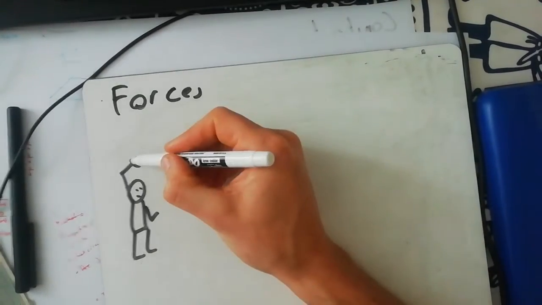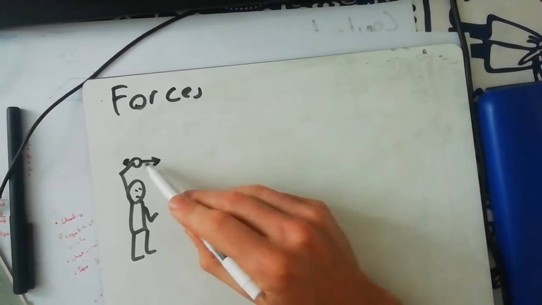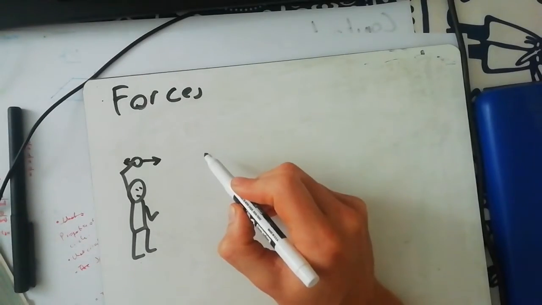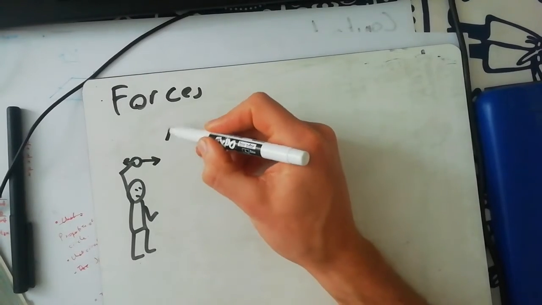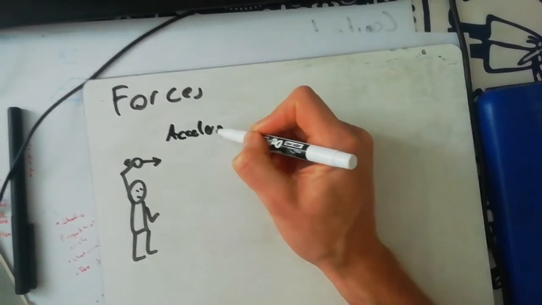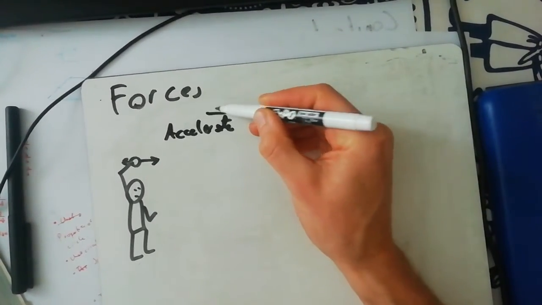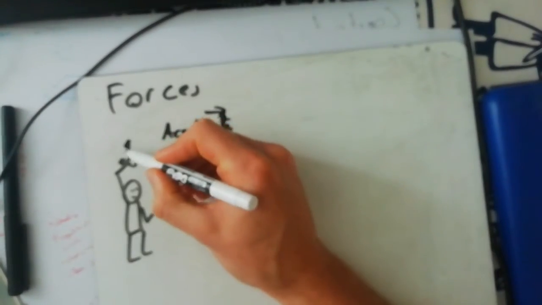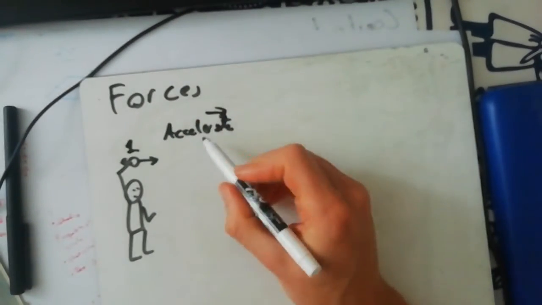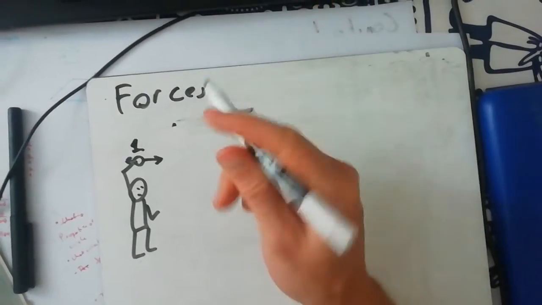Now it's moving, so there is going to be a little bit of air resistance, but you can see there's a bigger force in this direction. What that's going to do is it's going to accelerate in that direction. It's going to accelerate this way. So there's stage one.